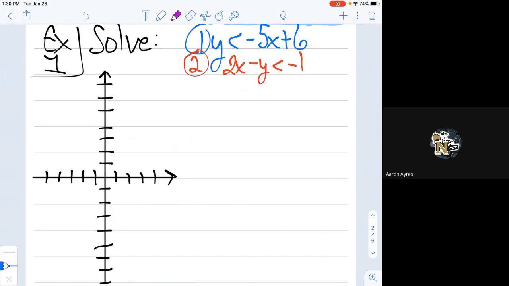Graph and shade the first inequality. Basically, this is what you were doing before break when you graphed an inequality, only now it's two on the same plane. That's it. We're not changing the method. We're just putting two on the same plane and figuring out where they intersect. That's all we're doing.